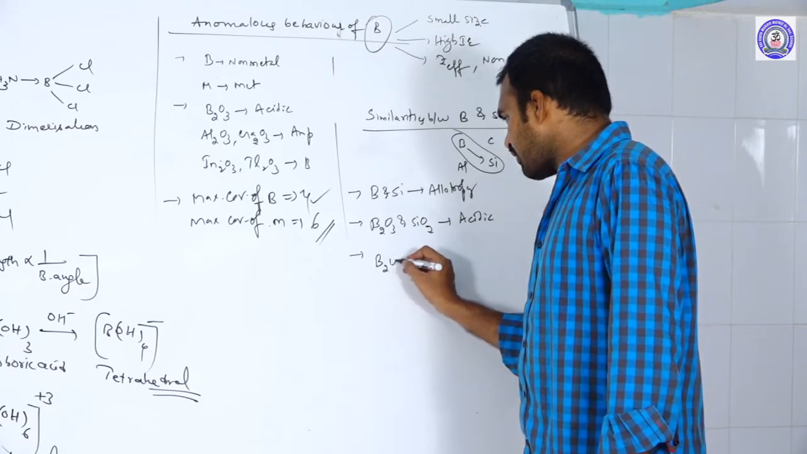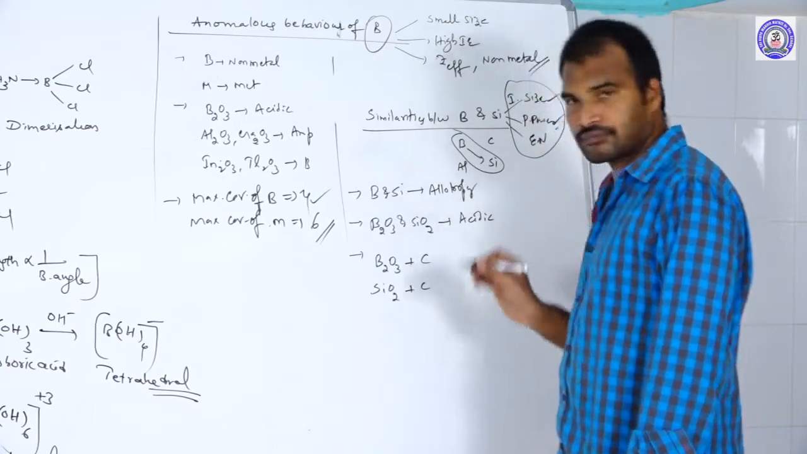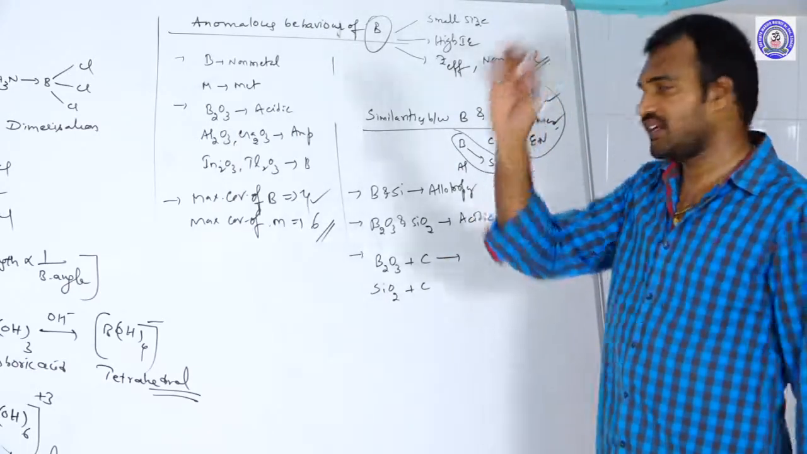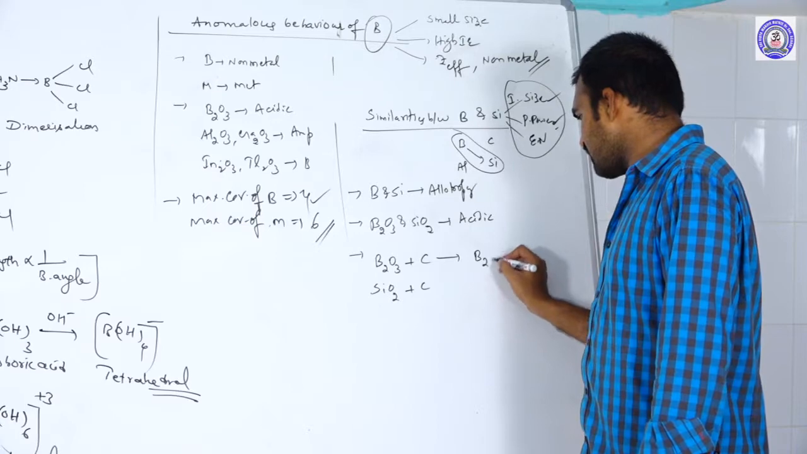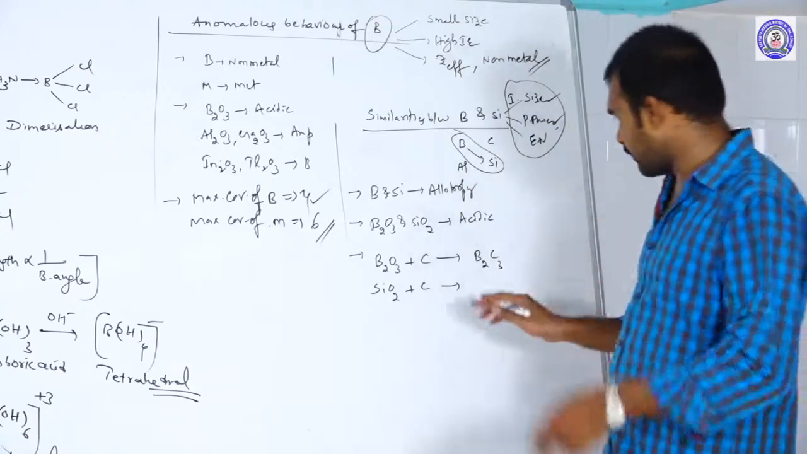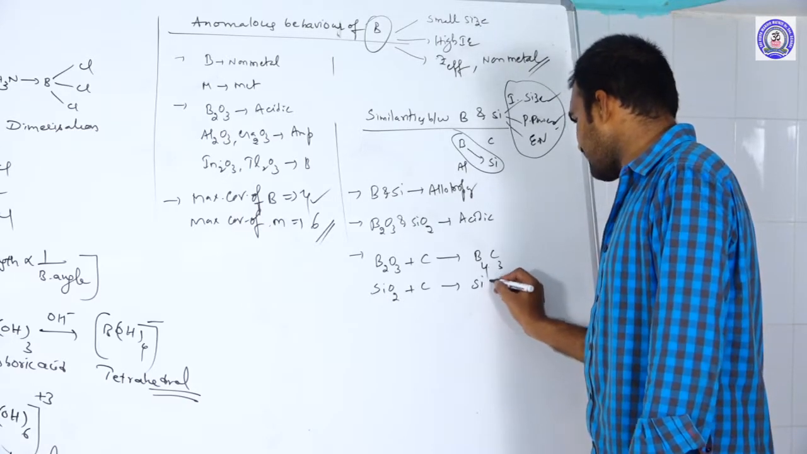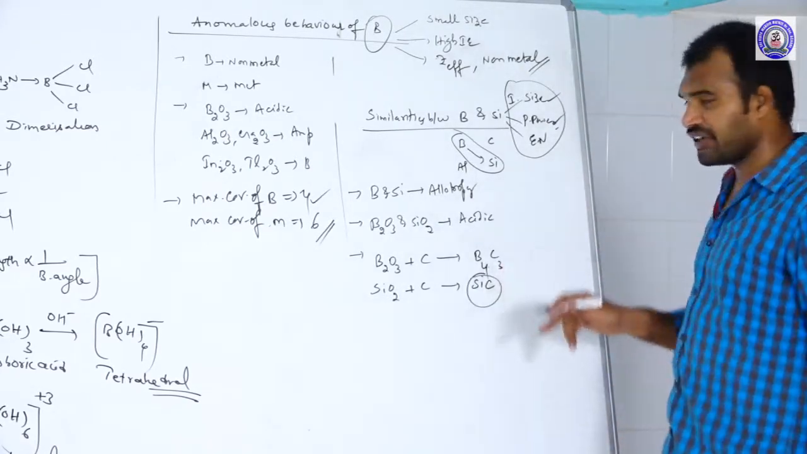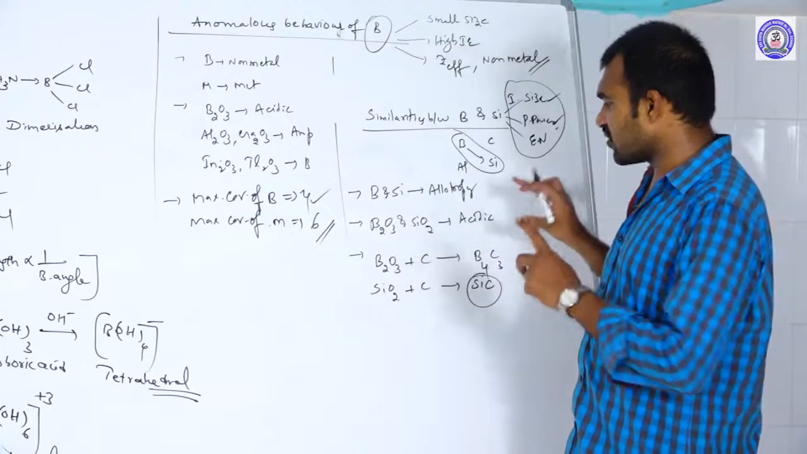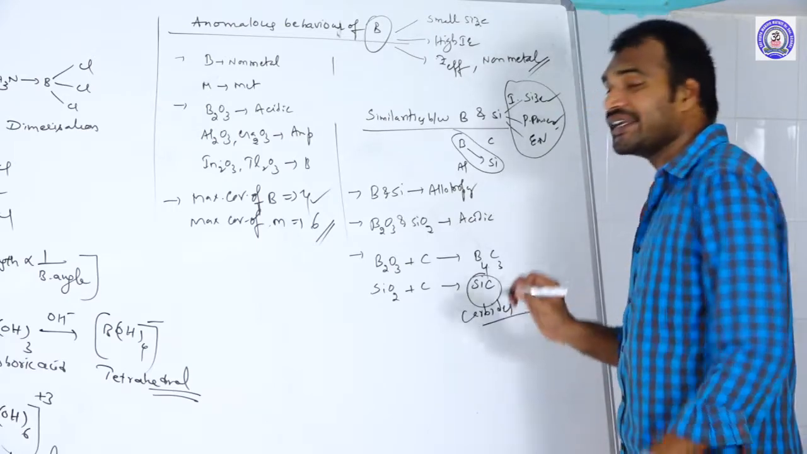When you react these oxides, B2O3 or SiO2, with carbon, they form the corresponding carbides. The carbides here are B4C3 and SiC. SiC is covalent in nature, very strong. So when these oxides react with carbon, they form their corresponding covalent carbides.